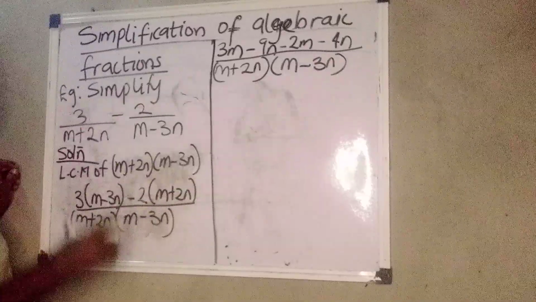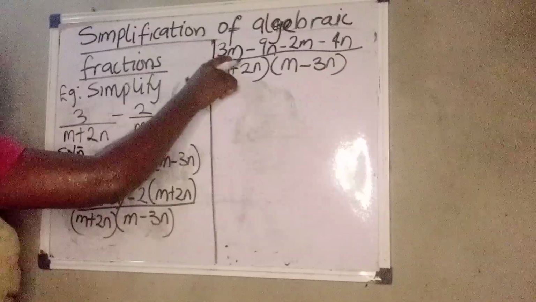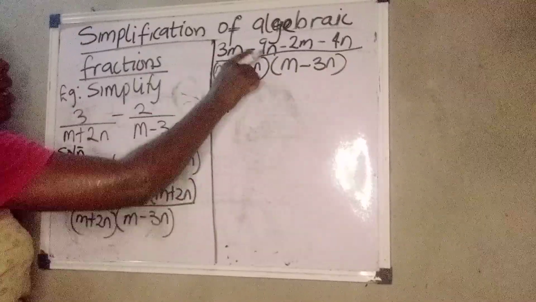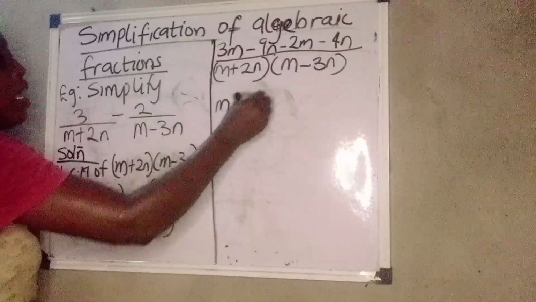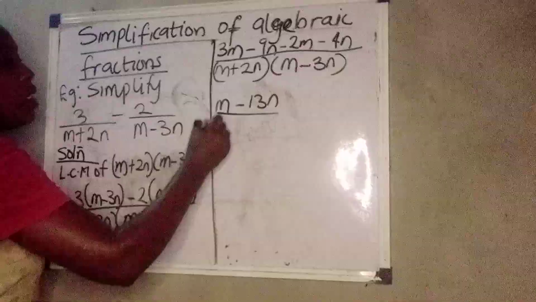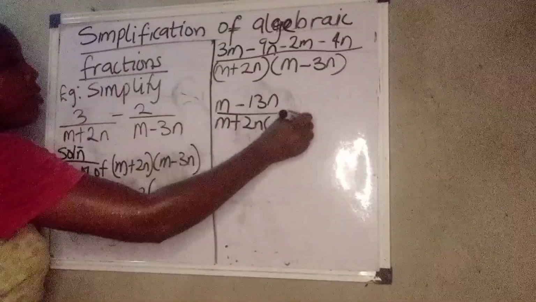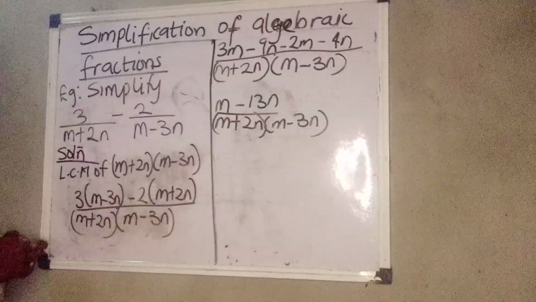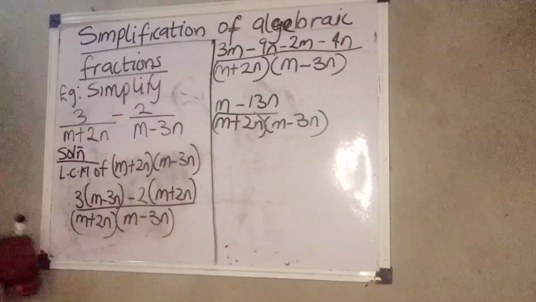So having done that, I'm going to collect the like terms at the numerator. So 3m minus 2m, I'm left with just m. Minus 9n minus 4n, I'm left with minus 13n. So I'll repeat the denominator. I'll have bracket m plus 2n, bracket m minus 3n, close bracket. So that is our answer. But if you don't want to leave your answer like this, you would love to expand the denominator, why not?